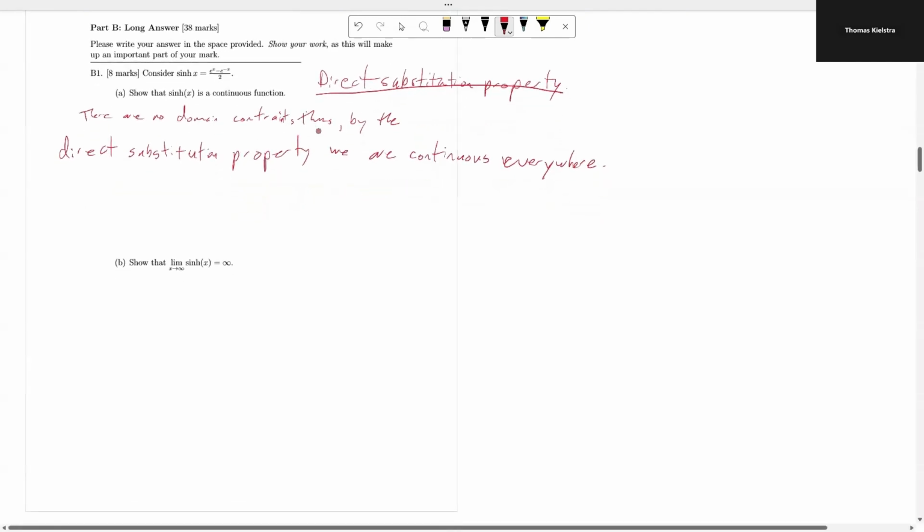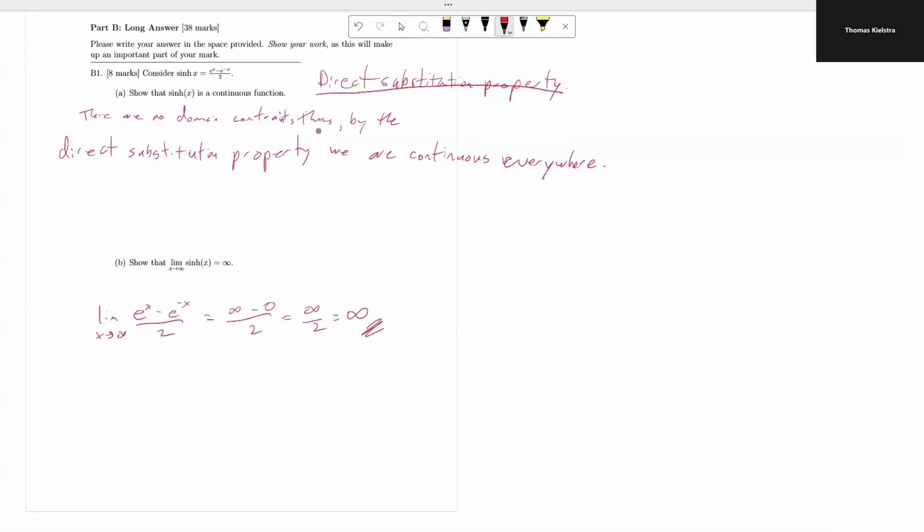In part B, we want to show that the limit as x approaches infinity of sinh of x equals infinity. The limit as x approaches infinity of e to the x minus e to the minus x all over 2 equals infinity minus 0 over 2, which equals infinity over 2, which equals infinity. And I have shown that the limit goes to infinity. Now, this is how we're computing the limits.